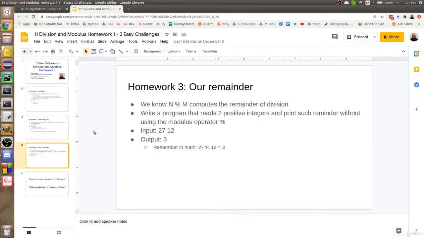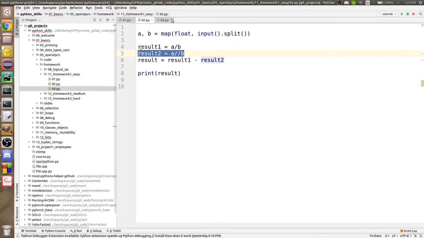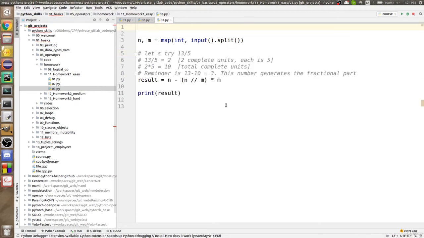To compute our remainder, we need to remember what is the remainder mathematical function itself. We know that, let's try that by example. If you have something like 13 divided by 5 and you divided it by 5, you notice that you get 2, which means 2 units. So 2 times 5 is 10. This is the complete part here. But what is the remaining? It's simply that 13 minus 10 is the remaining of it.